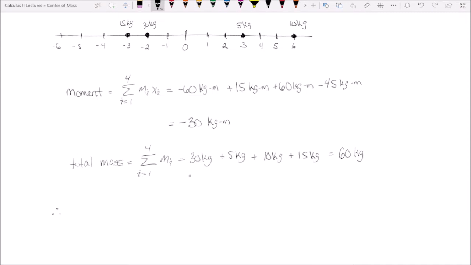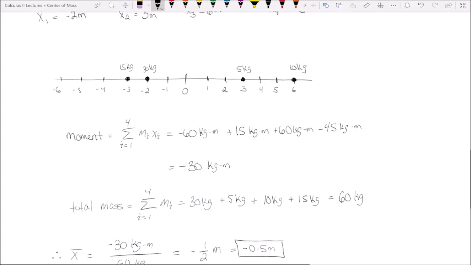Using that then, center of mass is negative 30 kilogram meters divided by 60 kilograms. This is negative 1/2 meter, so negative 0.5 meters is our center of mass. If we were to plot that using red, let's say, that's x bar.